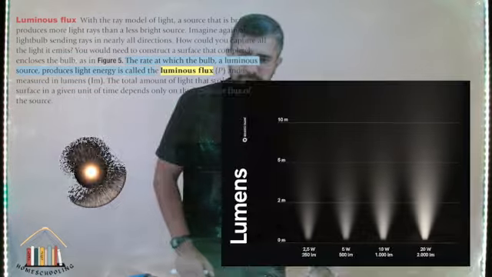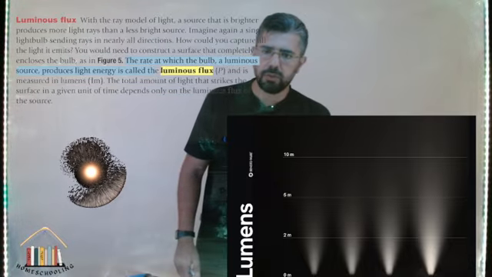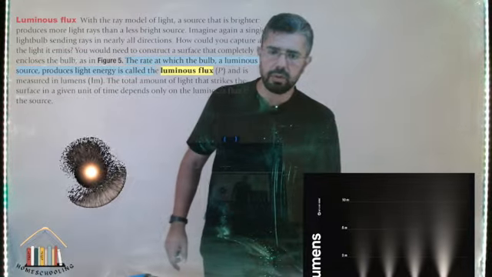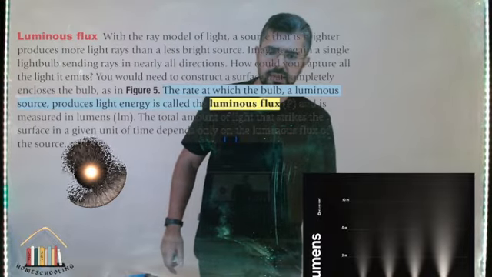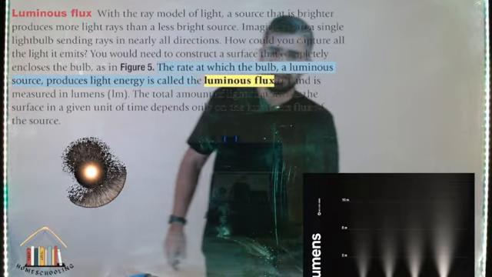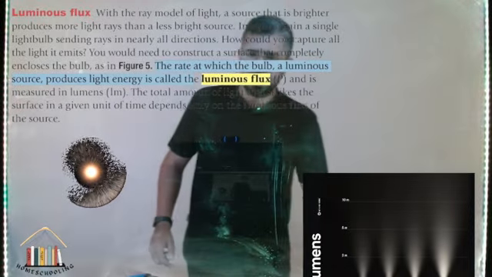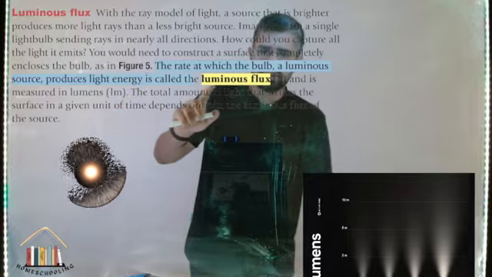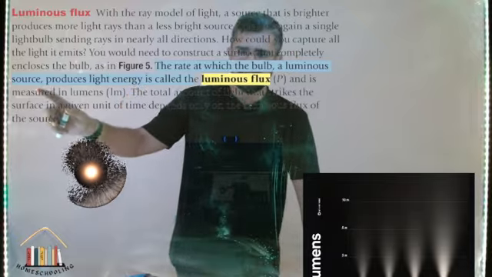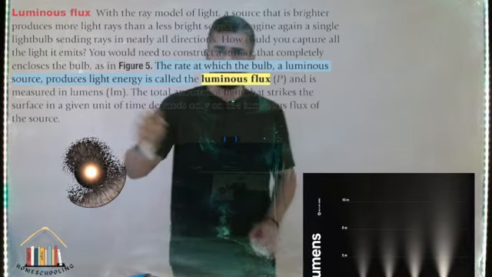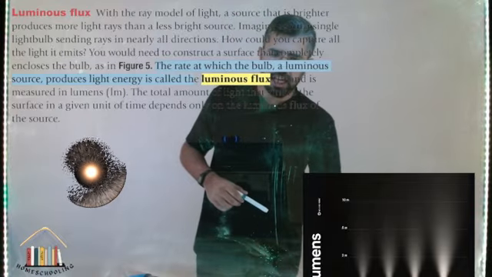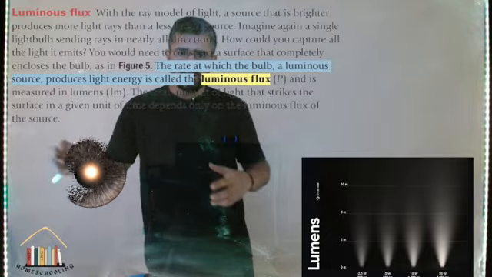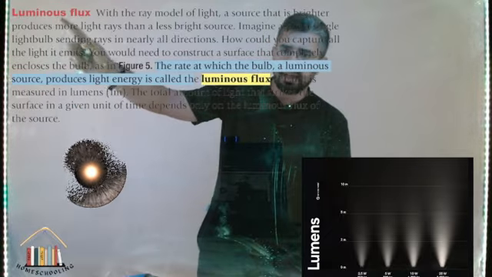We continue talking about, first of all, the luminous flux. Here we'll make a small table that will continue with us till the end of this video. The luminous flux is the rate at which the bulb or a luminous source produces light energy. So it's about the source of light, the light bulb. Imagine this as a source of light sending light all around. Then we are talking about a luminous flux.